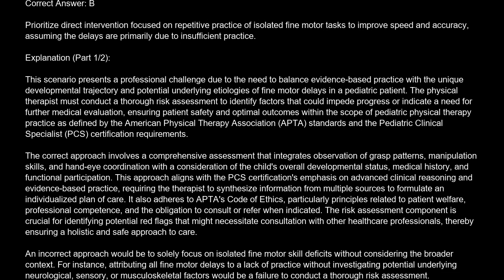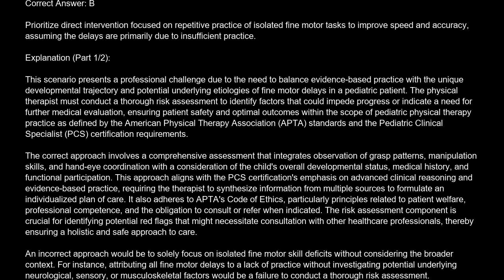The correct answer is B. Prioritize direct intervention focused on repetitive practice of isolated fine motor tasks to improve speed and accuracy, assuming the delays are primarily due to insufficient practice. Explanation. This scenario presents a professional challenge due to the need to balance evidence-based practice with the unique developmental trajectory and potential underlying etiologies of fine motor delays in a pediatric patient.